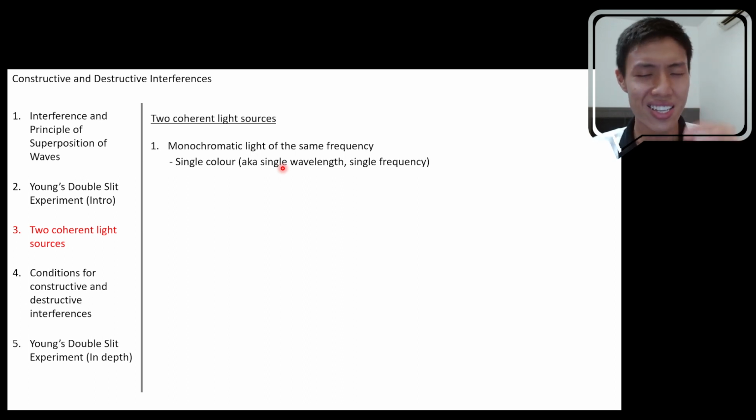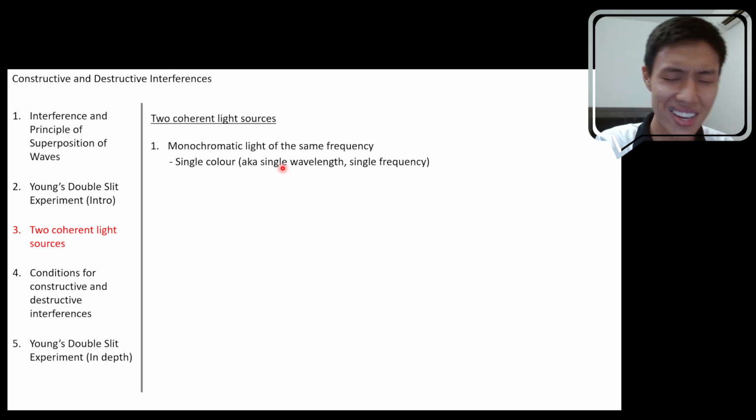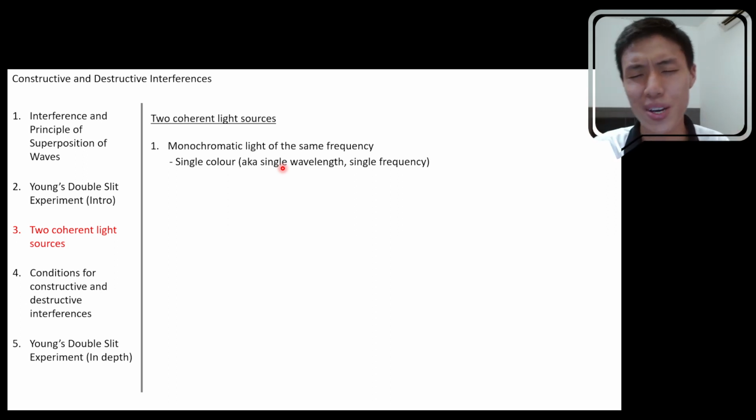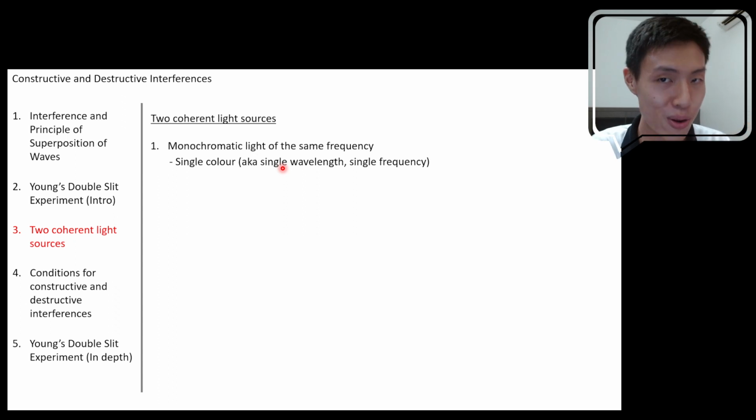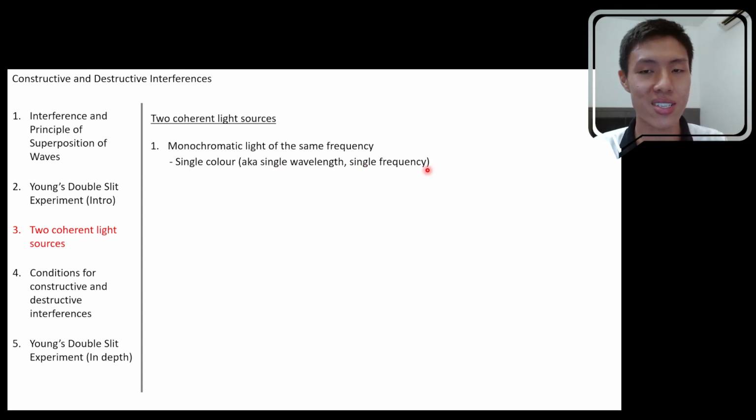White color has a lot of wavelengths in it, but the idea of monochromatic here in physics, even though you translate it as single color, the actual meaning of monochromatic is that they want a single wavelength. So single wavelength, same frequency, single frequency. That's the idea of coherent light sources.